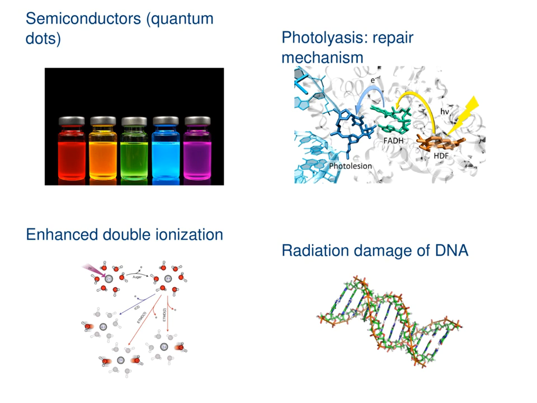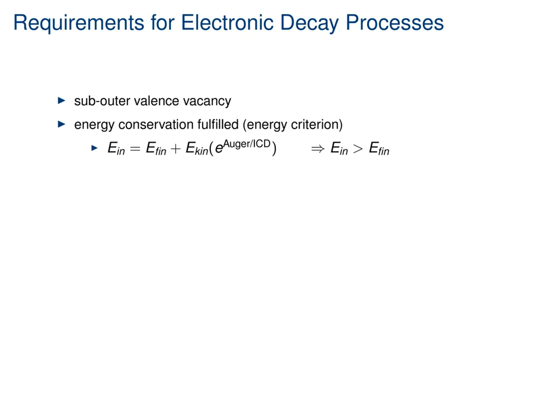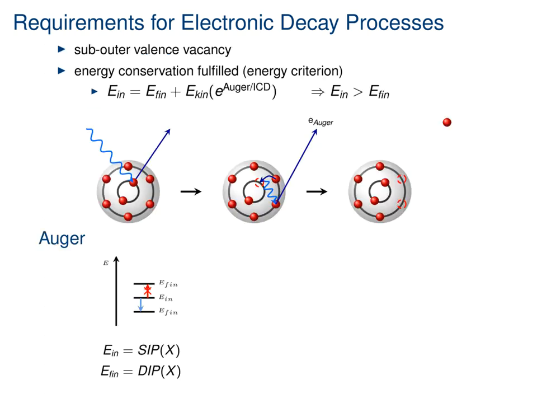In order for an electronic decay process to occur, the final state energy needs to be lower than the initial state energy, such that the emitted electron can carry away the excess energy. In case of the atomic Auger-Meitner process, we can determine the fulfillment of the energy conservation by comparing the single ionization potential for the initial state with the double ionization potential of the final state.